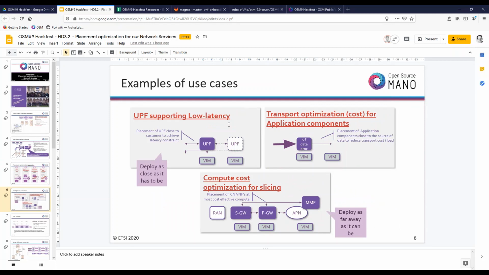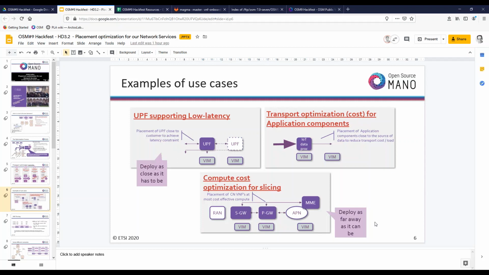A bit of an example of use cases that we can have here. We could, for instance, consider a situation where we want to have a UPF in a 5G setup, where we want to place this UPF as close to the customer as possible to achieve whatever latency constraint that we have. So in this case, maybe we have two options, but we need to go for this VM because we want to support the low latency requirements. We could also have this kind of case where we want to optimize more from a transport cost perspective for some IoT data processing. So where we want to put things close to the source of the data to, in this case, reduce transport costs and load.